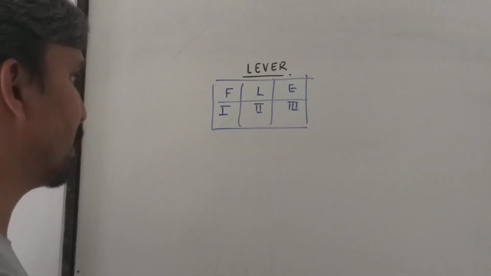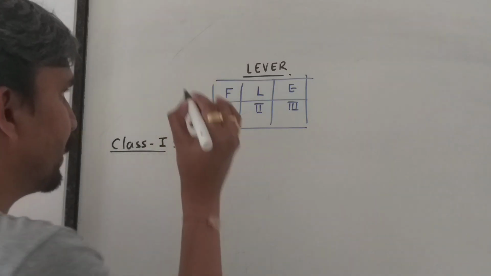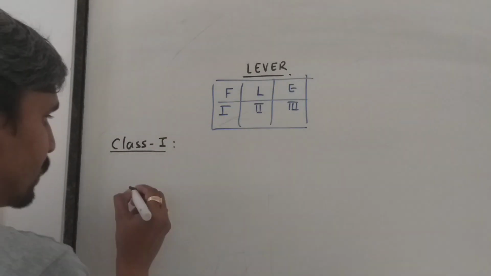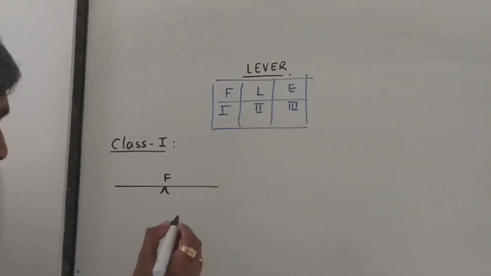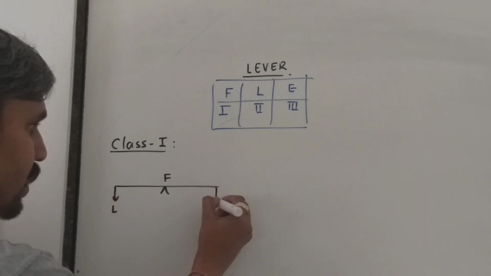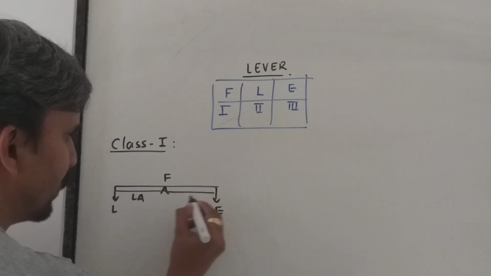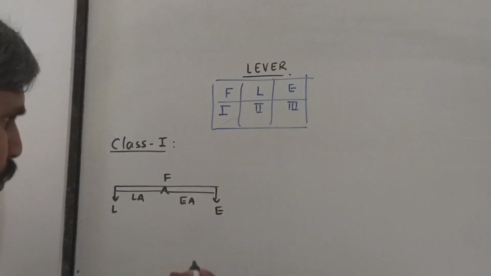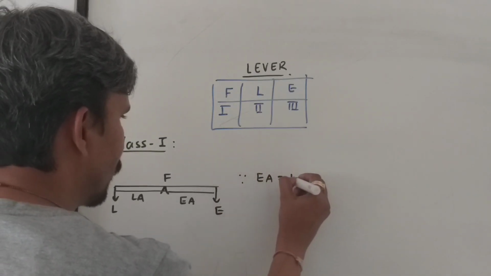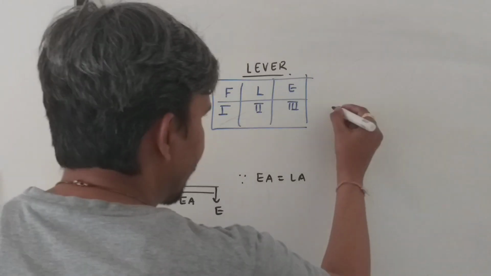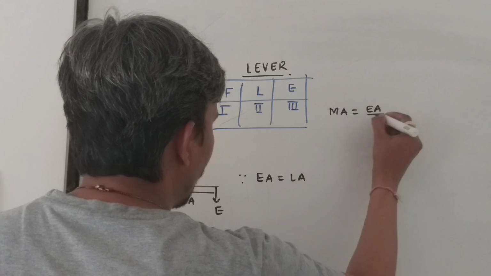Now we'll go with the first, that is class 1, right? This is a class 1 lever. In a class 1 lever, what we have, this is the lever. This is the fulcrum at the middle, right? Here is the load and here is the effort. So I will call this my load arm and this the effort arm, right? So over here, since my effort arm is equal to the load arm, now we have mechanical advantage. It's defined as the ratio of effort arm upon load arm.